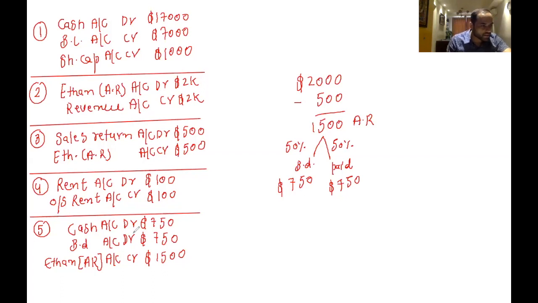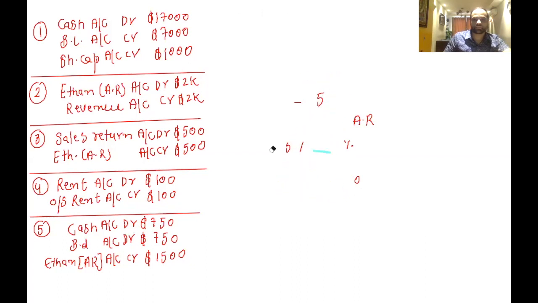Number 6 is material purchase from Jennifer, 20% credit and 80% cash. Is it material purchase expense debit for 10,000 and cash credit for 8,000 and Jennifer account payable credit 2,000? Yes, that's right.